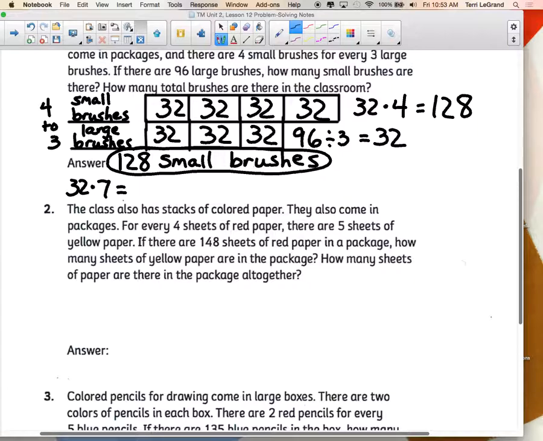What's 32 times 7 then? 224, and these are what? Oh, we've got to be more complete. Brushes, total brushes, right? Let's call them total brushes.